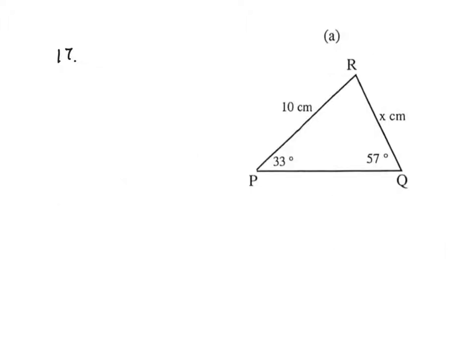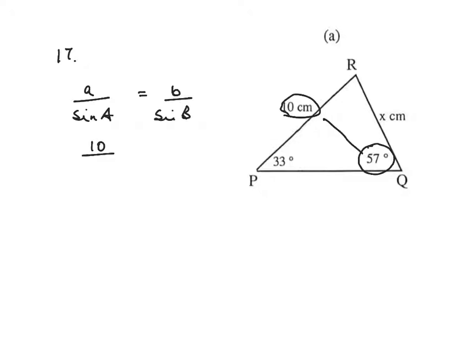Now, what we have here is a side angle pairing, so we're going to use the sine rule. So 10 over sine 57 equals x over sine 33. I'm going to multiply both sides by sine 33 to get rid of this dividing quantity to get x on its own.